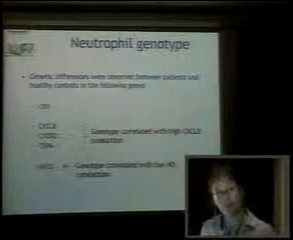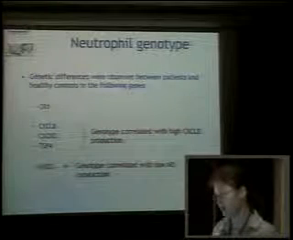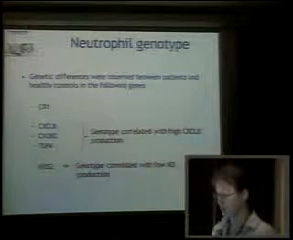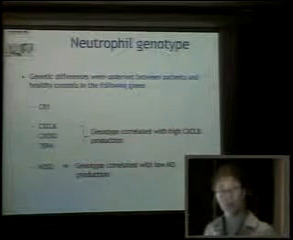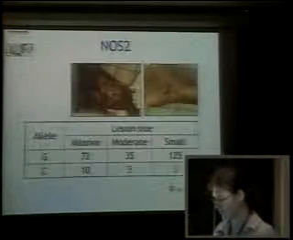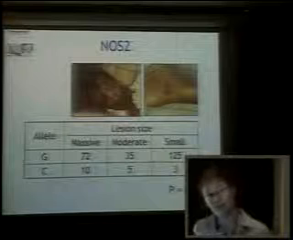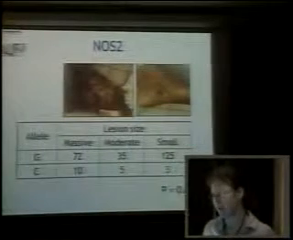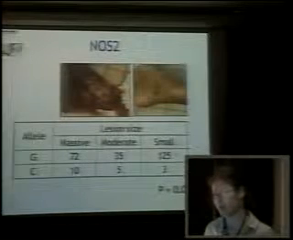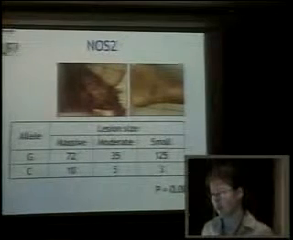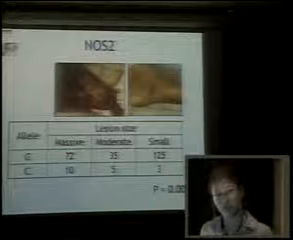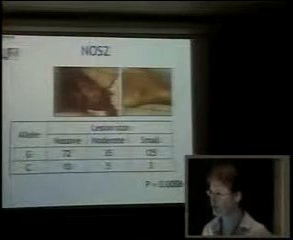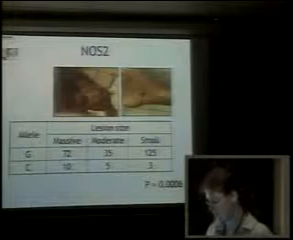And the last polymorphism we found different was in the NOS2 gene, and the genotype we found correlated with low nitric oxide production. We found this also associated with lesion size, and interestingly, in the massive lesions we also found a phenotype associated. We found this genotype associated with higher nitric oxide production, which was comparable to our healthy controls.